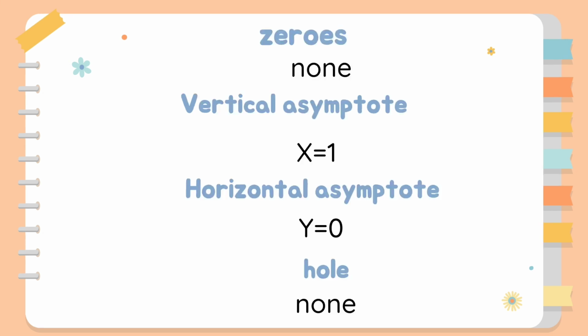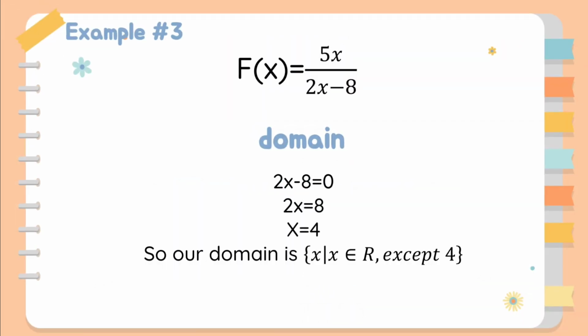Zeros: none. Vertical asymptote: x equals 1. Horizontal asymptote: y equals 0. And lastly, hole: none. Third example. In this example, we will make an interval table or sign table, and we will now graph our equation. But there's no need to worry, for this is as easy as eating. So, our third example is f of x equals 5x over 2x minus 8.